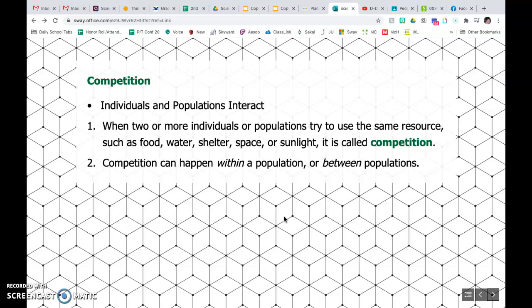So there's going to be competition. When two or more individuals or populations try to use the same resource, whether that be food, water, shelter, space, sunlight, it is called competition, just like you competing for something. Competition can happen within a population or between populations.